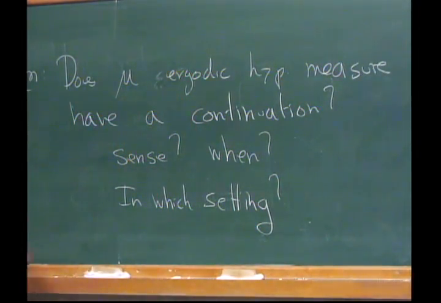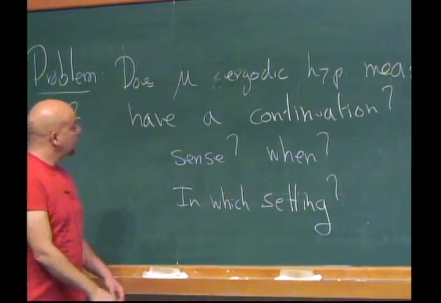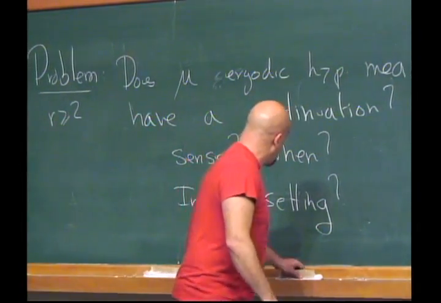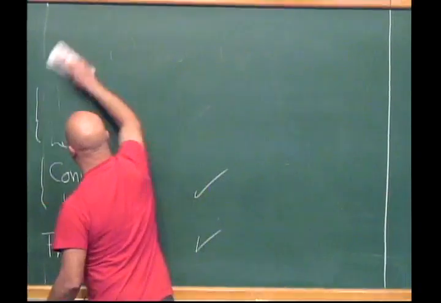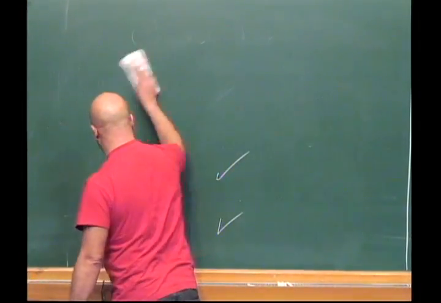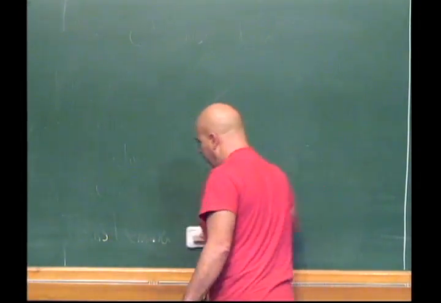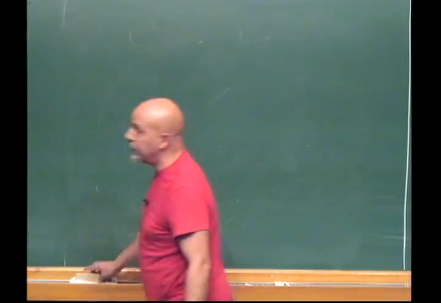And of course, here I will ask for r bigger or equal than 2. It seems that in r equals 1 this may not be the case. A hyperbolic measure can disappear. But what about in C^r?